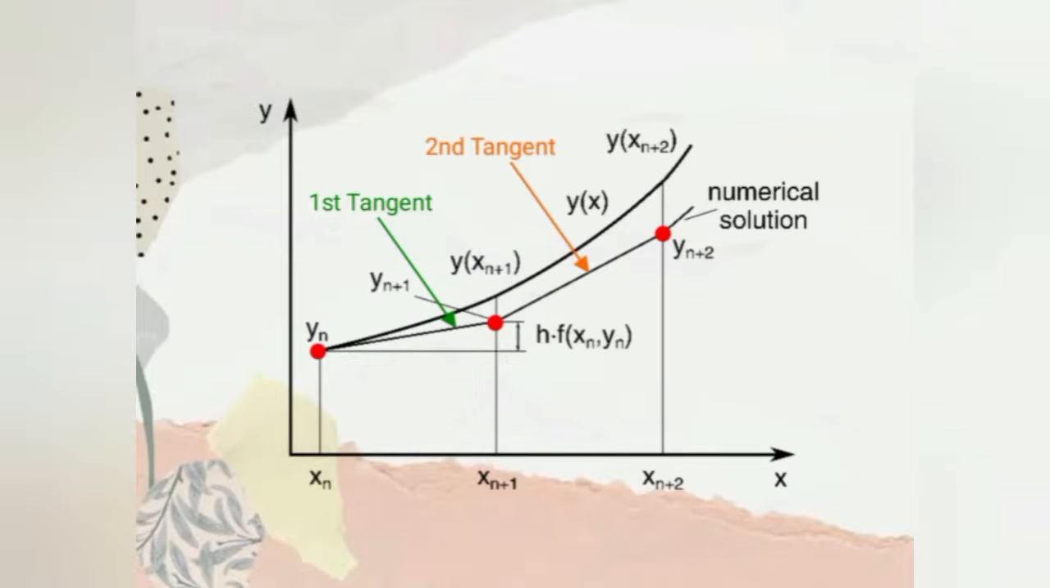So that is Euler's method. So there's an error. As you can see, here is the error. So here is the error. As you can see that.